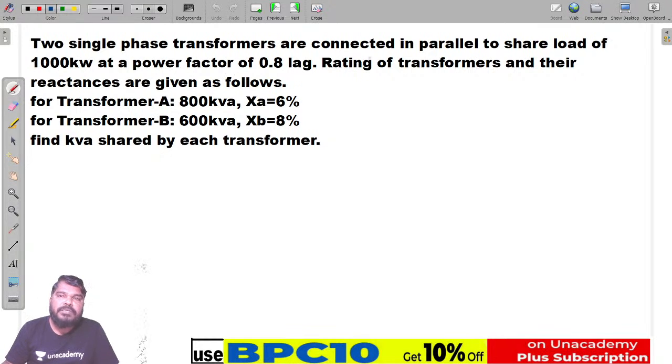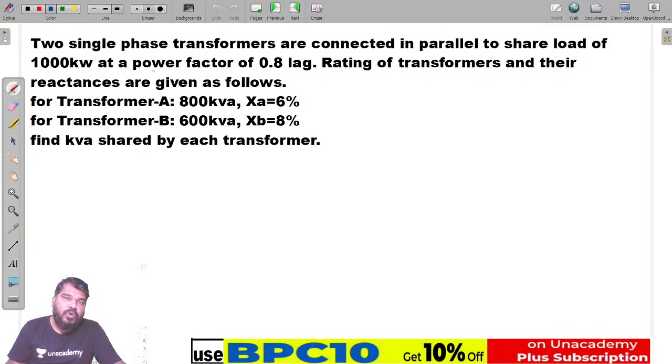Two single phase transformers are connected in parallel to share a load of 1000 kilowatts at a power factor of 0.8 lagging. The ratings of the transformers and their reactances are as follows. For transformer A, 800 kVA, XA is 6%. For transformer B, 600 kVA, XB is 8%. Find the kVA shared by each transformer. It is similar to the previous question. How do we answer this question?